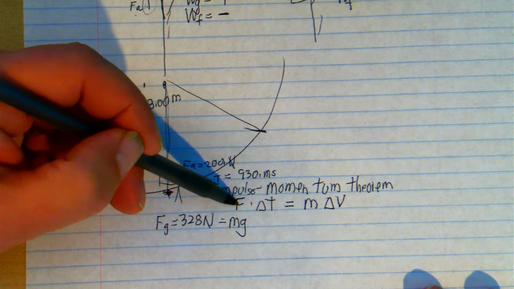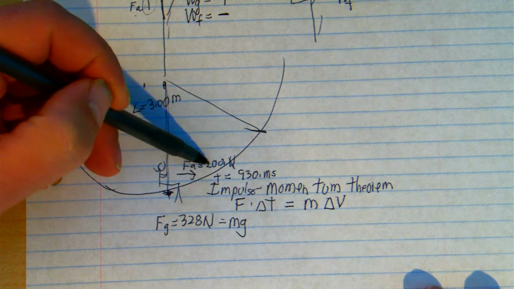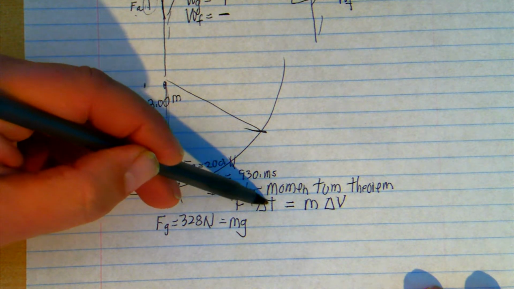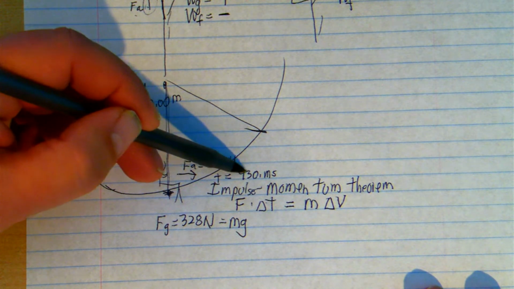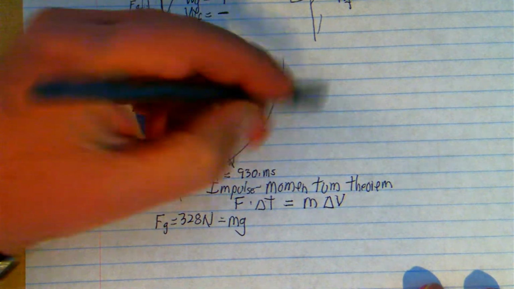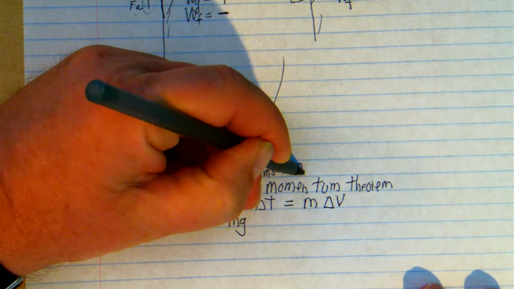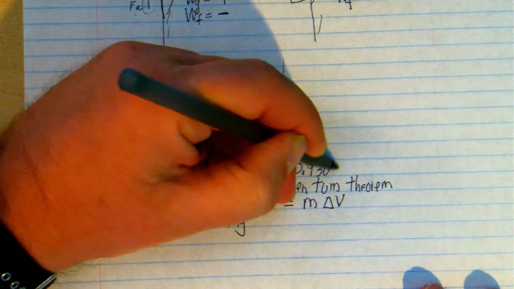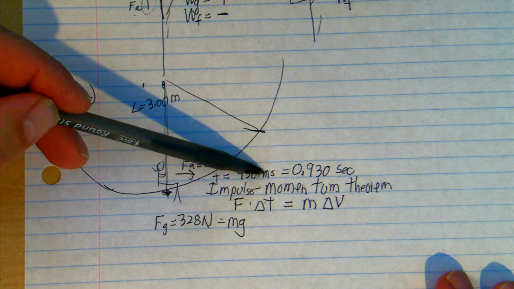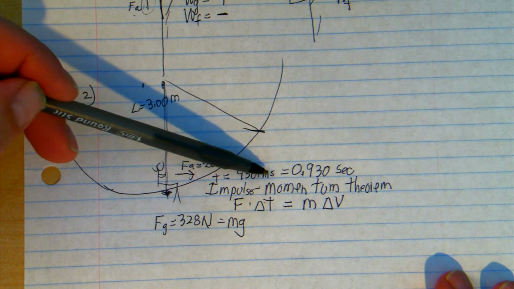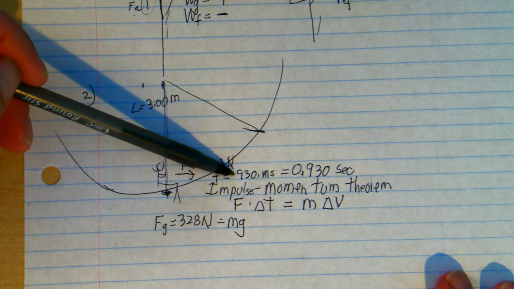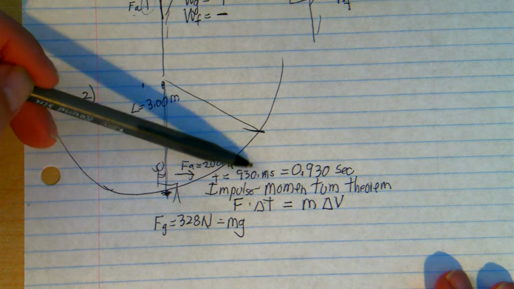The applied force is Jessica's 200 newtons. The time is the 930 milliseconds. Now, milliseconds means 0.930 seconds, because milli means 1/1000th. To convert from milliseconds to seconds, you move the decimal point 3 places to the left. You divide by 1,000.